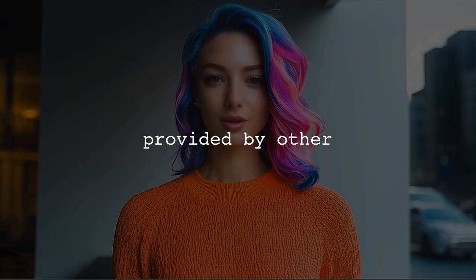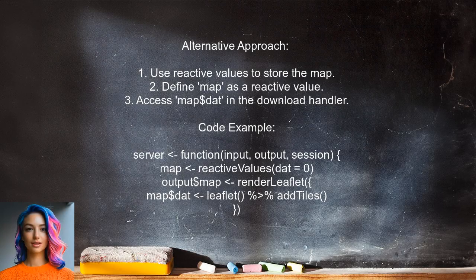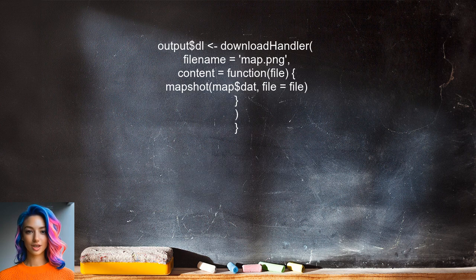Now, let's look at the answers provided by other users. An alternative solution provided by another user suggests using reactive values to store the Leaflet map. In their approach, they define a reactive value called map to hold the map data. This allows the download handler to access the map correctly when saving it as a PNG file.